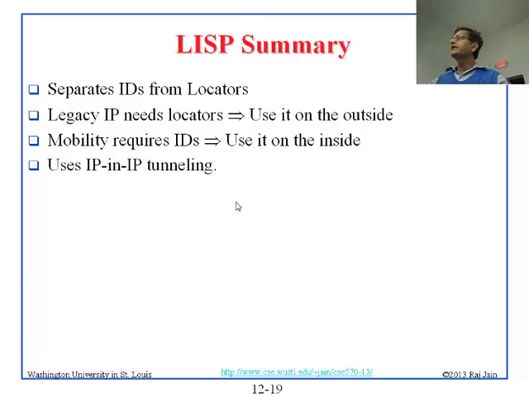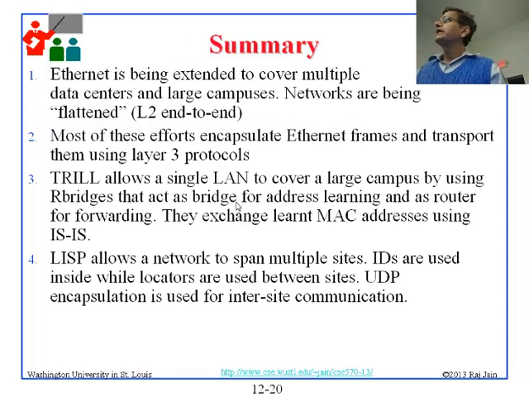All right, I think we are coming to 4 o'clock, so I have to finish this summary. The summary is that Ethernet is being extended to cover multiple data centers and large campuses. Networks are being flattened end to end. Most of the efforts encapsulate Ethernet frames and transport them using layer 3 protocols. TRILL uses IS-IS, and LISP uses UDP, basically, and they use IP addresses. TRILL uses MAC addresses, Ethernet addresses. So you saw two different approaches. In TRILL, we use MAC addresses as the outside header, and we send it over. And in LISP, we use IP addresses in the outside header.